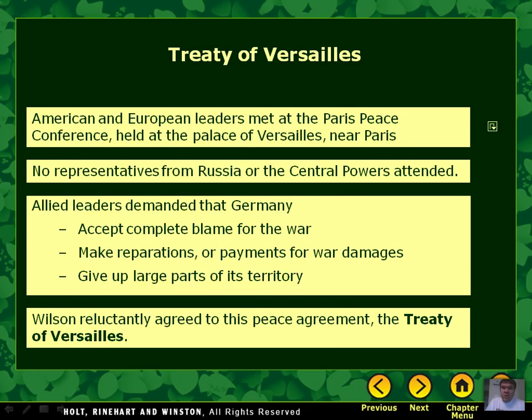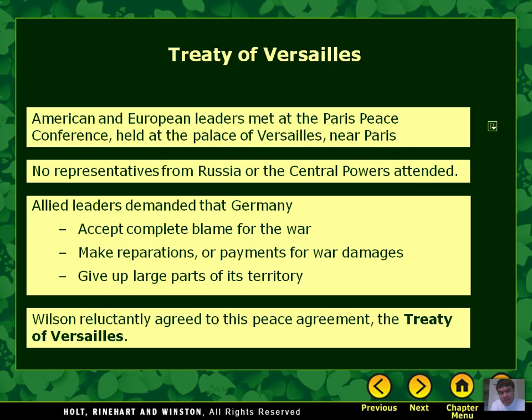Now, it's important to note that there was nobody from Russia or from any of the Central Powers. Nobody from Germany, nobody from Austria-Hungary, nobody from Turkey was at this signing of the treaty. And so what ends up happening is the Central Powers, and especially Germany, get blamed for starting World War I. The British and the French, along with other Allied leaders, demand that Germany accept complete blame for the war, make reparations or payments for war damages, and give up large parts of its territory.